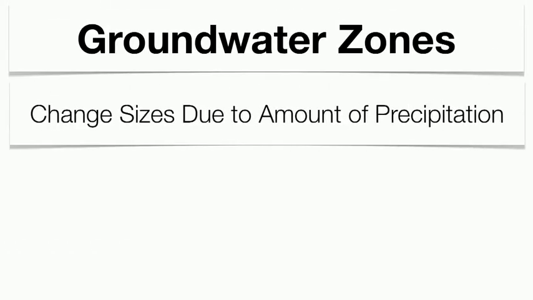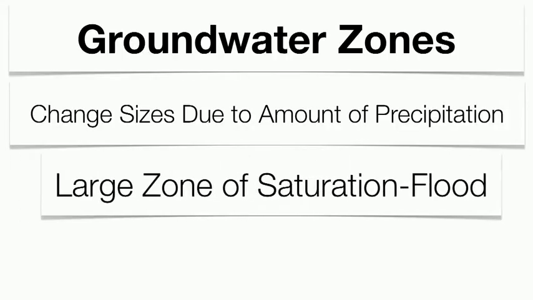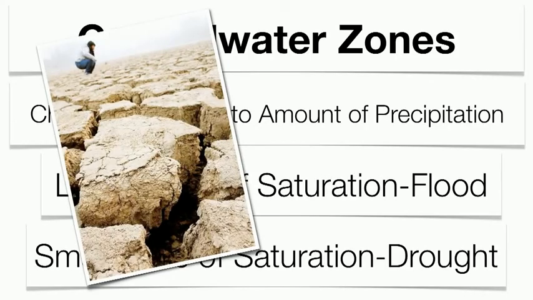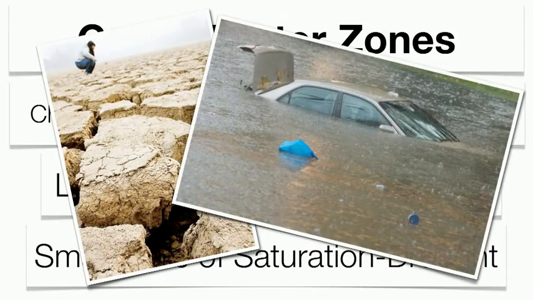So, when you talk about your different groundwater zones, what's going to be important here is to understand that they do change size based upon the amount of precipitation. Sometimes you can get flood stages, which means that you have a very high water table, which means you have a very large zone of saturation, or you can get droughts, which means you have a very low water table and a very small zone of saturation. So there's your drought condition, and there's your flood condition.